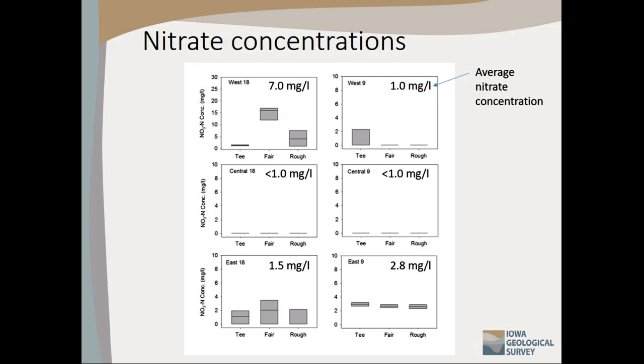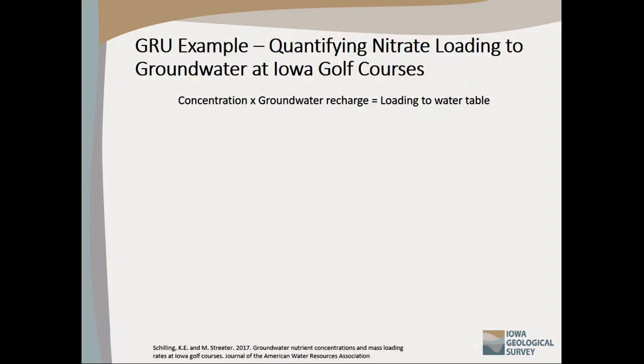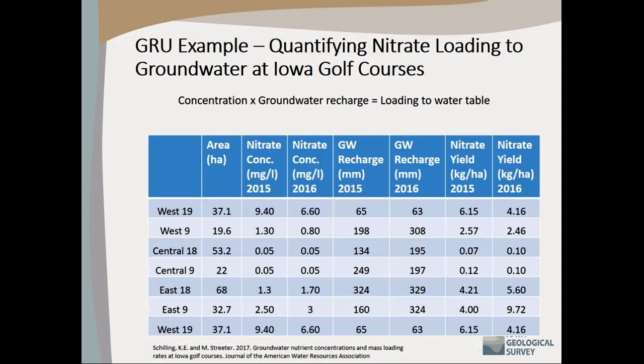So we have the flux, we have the concentration. What are the loading rates? Multiply the concentration by the groundwater recharge, and we get the loading to the water table. So for these courses, these are the average concentrations in the wells. This was how much groundwater recharge occurred. You multiply them across, and these were the loads in kilograms per hectare that we saw. It averaged about 3 kilograms per hectare on the golf courses.